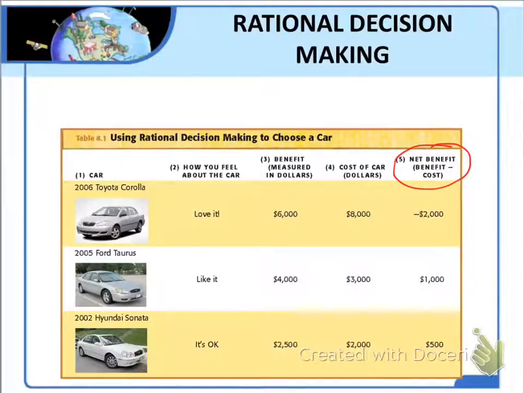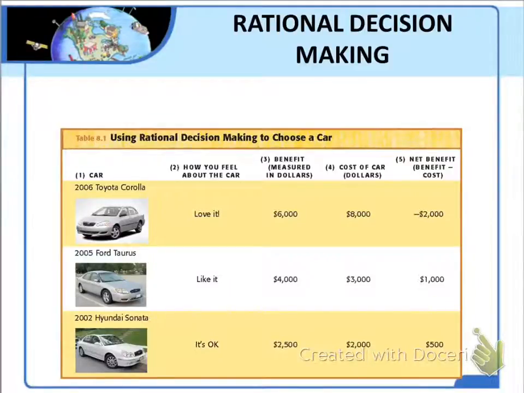The Toyota's benefit is $6,000, but its cost is $8,000. So its net benefit is $6,000 minus $8,000, which equals negative $2,000. The net benefit is negative because the car costs more than it is worth to you. A rational decision maker would never choose an option with a negative net benefit. The net benefits from the other 2 cars, however, are positive.